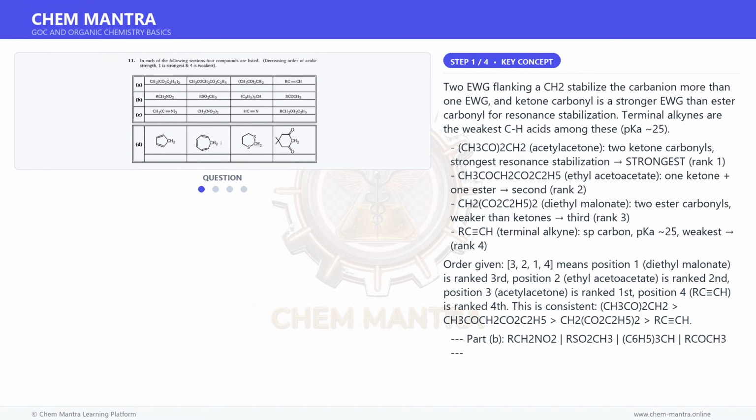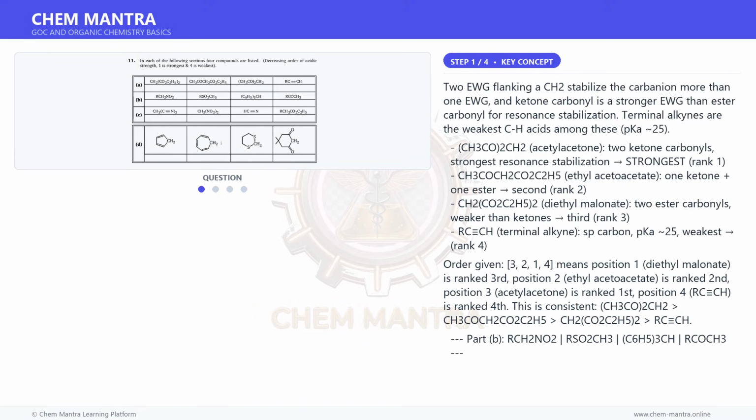The order given is 3, 2, 1, 4, which means position 1, diethyl malonate, is ranked 3rd, position 2, ethyl acetoacetate, is ranked 2nd, position 3, acetylacetone, is ranked 1st, and position 4, RC≡CH, is ranked 4th. This is consistent. Part B.